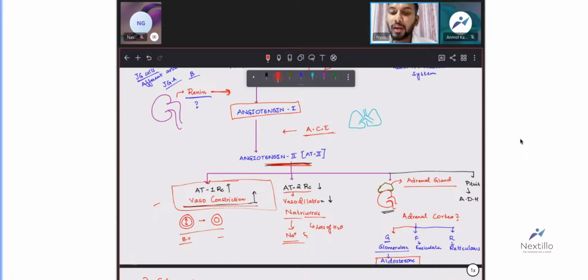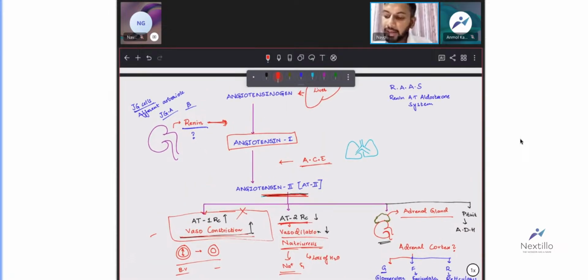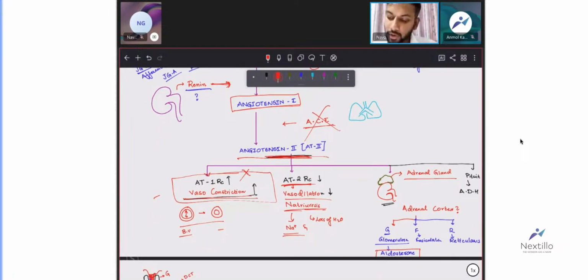So what does an angiotensin receptor blocker do? It will block this receptor. So it will decrease vasoconstriction, but angiotensin 2 can still act on the AT2 receptor, so it is causing vasodilation and natriuresis. That is one good thing. Now, an ACE inhibitor will directly block the ACE. So angiotensin 1 is not converted to angiotensin 2 itself, so it cannot act on AT1 and AT2 also.